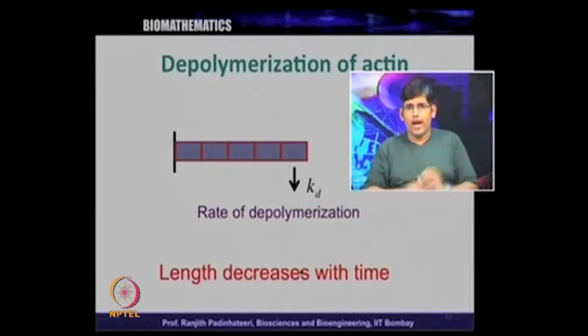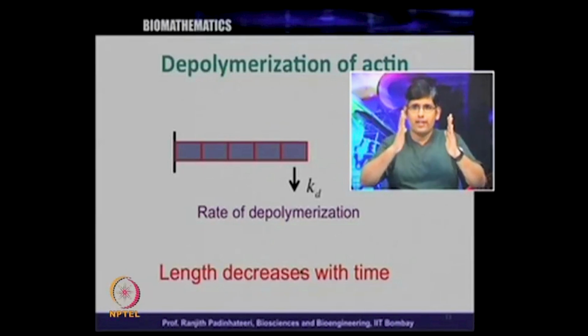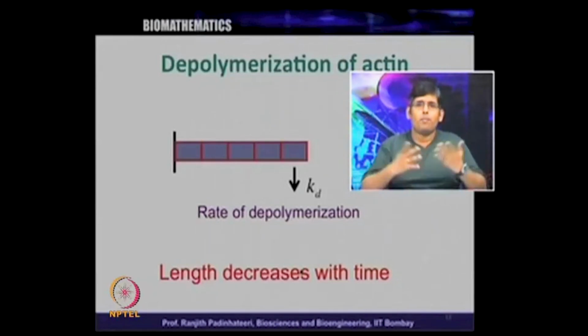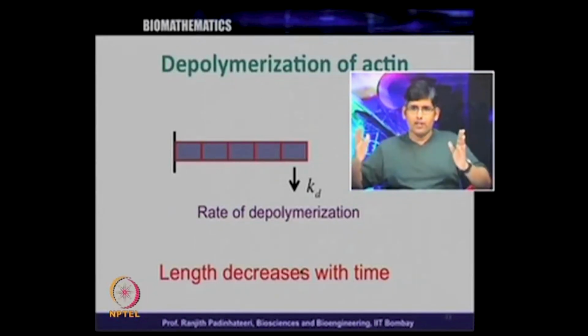So, this is what physically happens. Now in the previous case it was length increase, in this case it is length decrease. That is the difference. If you polymerize, the length increases. If you depolymerize, the length decreases. But in both cases, the length changes. There is a rate with which it increases or decreases, but in this case it is decrease.